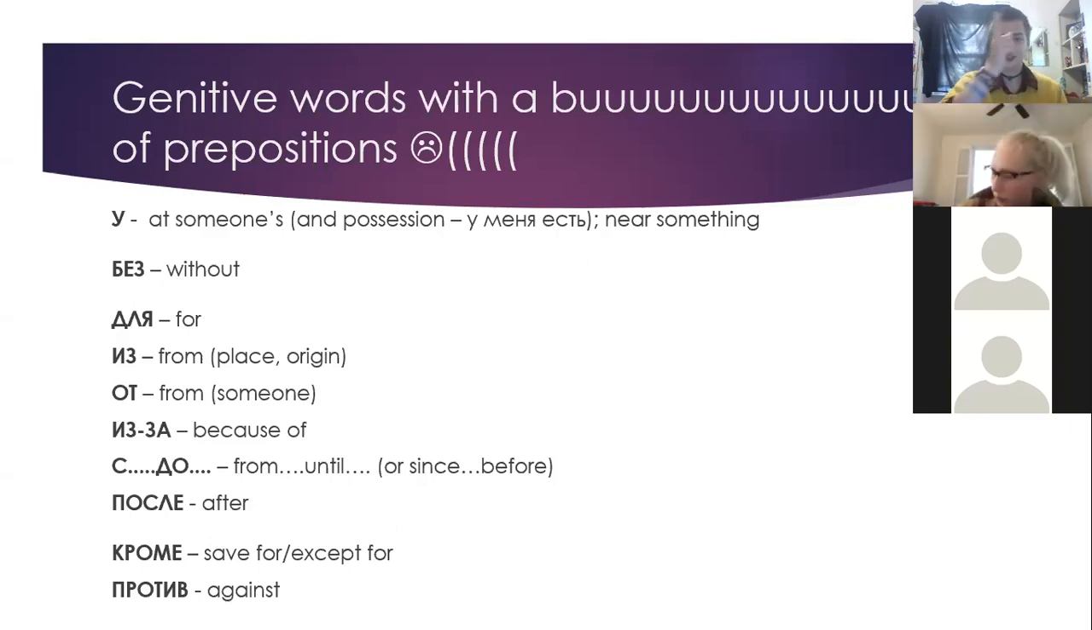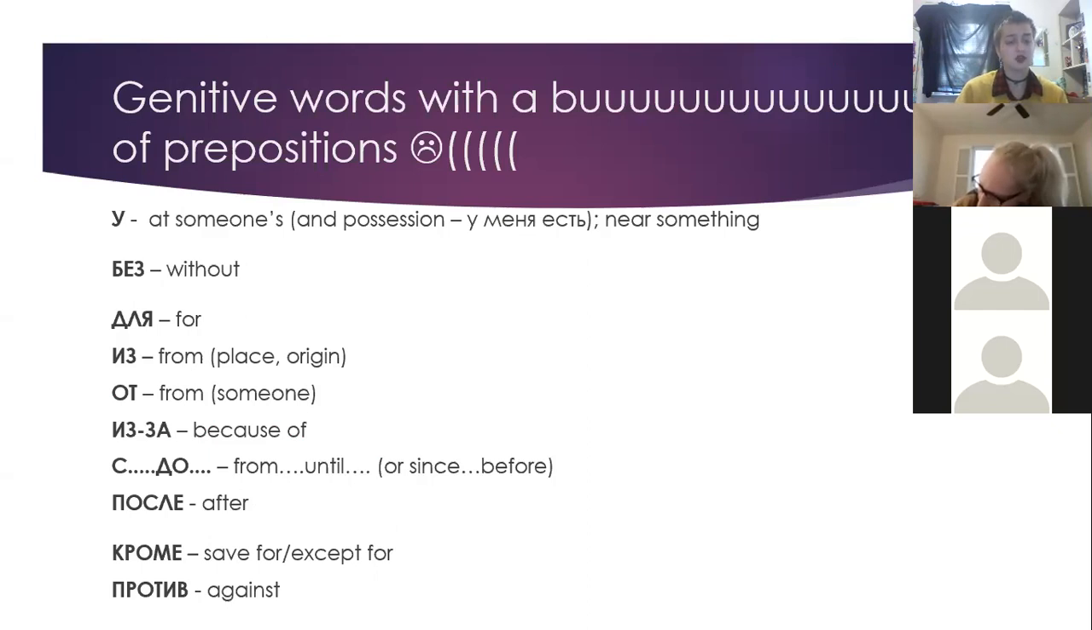Time expressions, с and до, from until, or separately, с, like since. Я не была в бассейне с весны. I haven't been to the pool since spring. Or до. Я на посте до Масленицы. I'm on Lent until Масленица. So both of these together and separately work with genitive.